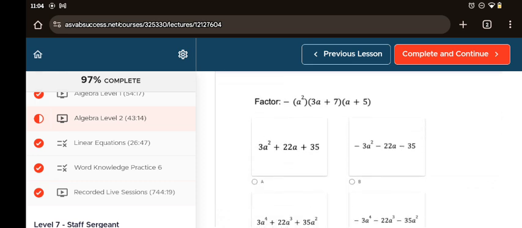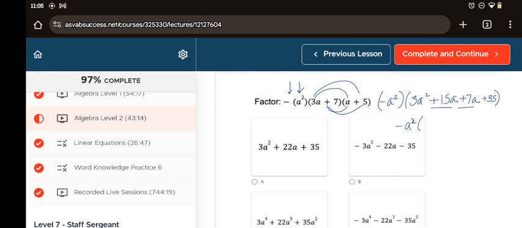Okay, next question. So here, we're doing a negative a squared. We're going to distribute that at the end. So we're going to keep FOILing it as usual. 3a times a, oops, sorry, I forgot to write the negative a squared. Negative a squared. I'm going to bring them together so it's just easier to see them, okay? All right, so 3a times a, 3a squared. 3a times 5, positive 15a. 7 times a, positive 7a. And 7 times 5 is positive 35. We're going to combine like terms. 15 plus 7 is 22, so this is negative a squared. There we go. 3a squared plus 22a plus 35.